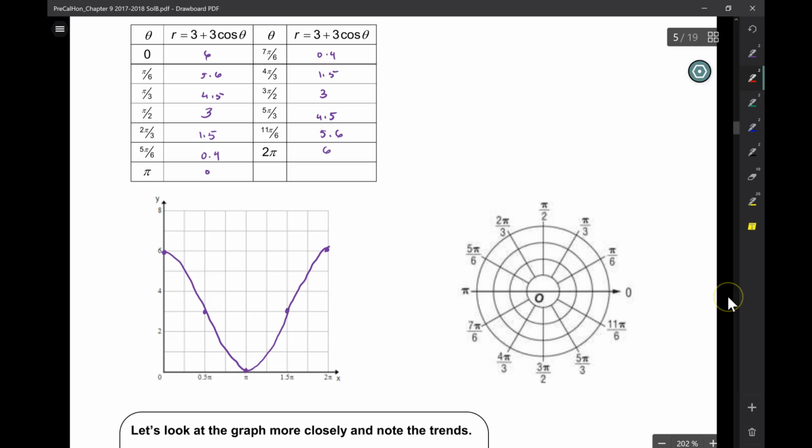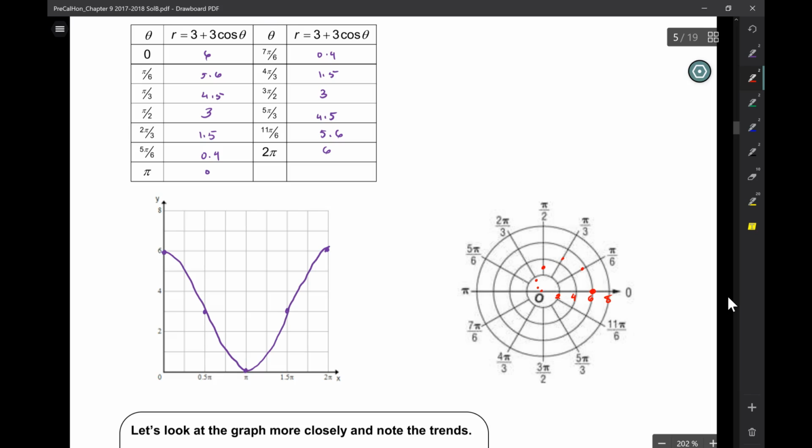So at theta equals 0, radius is 6. That's not 6. I'm going to label these as 2, 4, 6, 8. So 6 is here. And then at pi over 6, we're at 5.6. Pi over 3, 4.5. Pi over 2, 3. And then 2 pi over 3, 1.5. 5 pi over 6 is 0.4, and then 0.